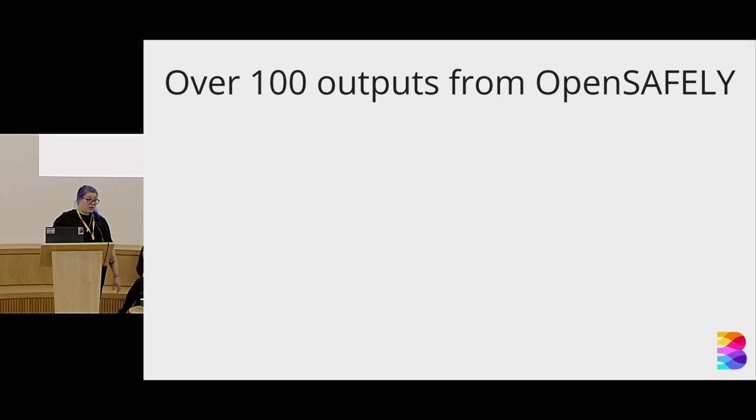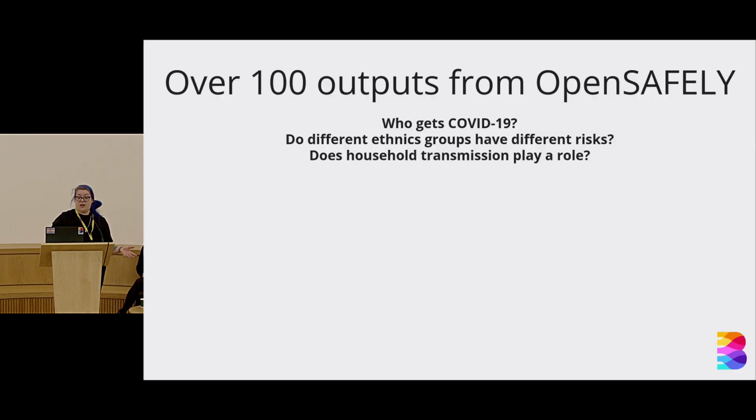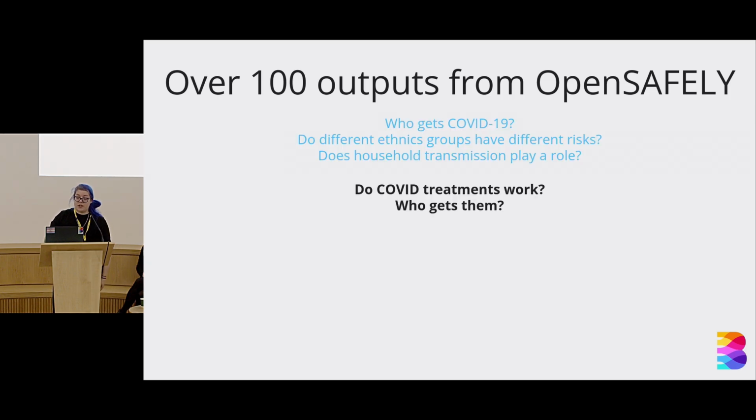So we've had over 100 outputs from OpenSAFELY since the start. We've looked at questions such as who gets COVID-19, what sort of demographics are most vulnerable to it, and what the transmission risks are in different situations. Obviously OpenSAFELY was started during the pandemic because we needed to be able to answer these kinds of questions.